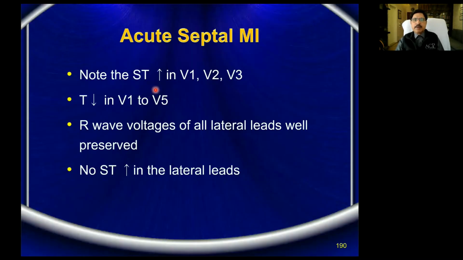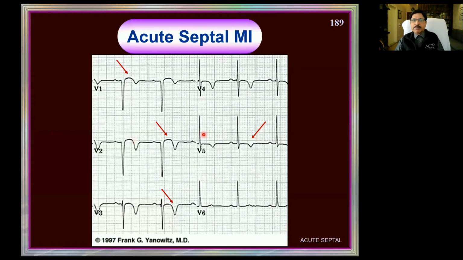Note the ST elevation in V1, V2, V3, T inversion up to V5. R wave voltages in all the leads are well preserved. This is very important. Look at the R waves here. The R waves are quite well preserved. That means there is no major loss of the left ventricular electrical potential, loss of myocardium. So the major part of the left ventricle is spared because the R waves are quite good and I don't even see widening of the QRS complex, which tells me that the health of the left ventricle is quite good except a little septal infarct here.